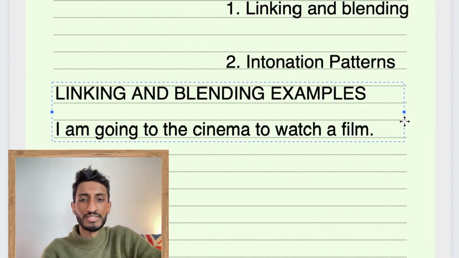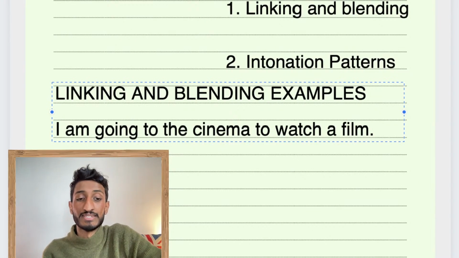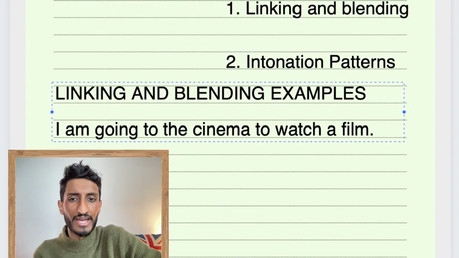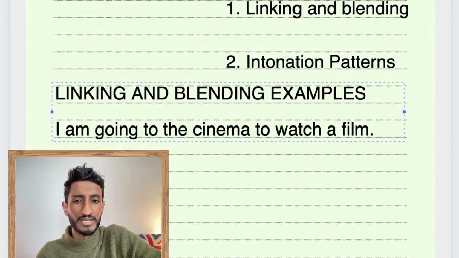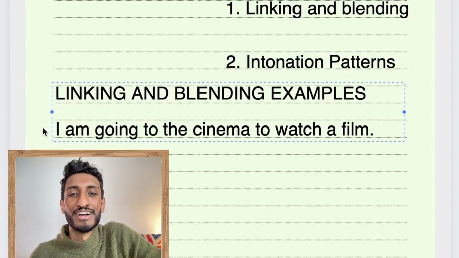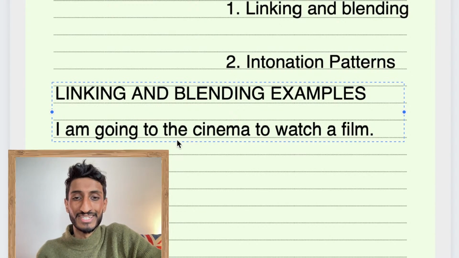Okay, so I'm going to read this to you in the Indian accent, and then I'm going to give you a few top tips about how we can make it sound more British. So let me just read it in the Indian accent. I am going to the cinema to watch a film. I am going to the cinema to watch a film.